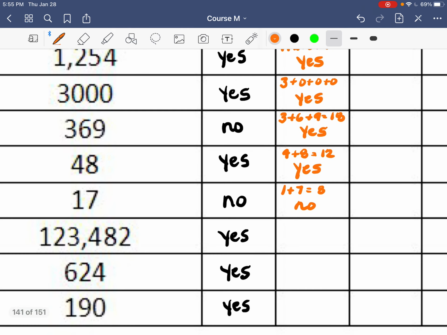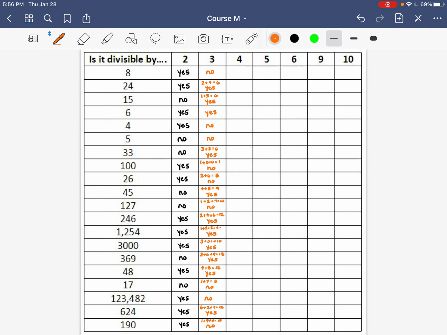Okay, I'm not even going to try to squeeze all this one in there. Let's just add them up. 1 plus 2 plus 3, that's 6. Plus 4 is 10. Plus 8 is 18. Plus 2 is 20. So this one is a no. 6 plus 2 plus 4 is 12. So that one is a yes. And 1 plus 9 plus 0 is 10. That one is a no. So to test divisibility by 3, you have to get the sum of the digits.